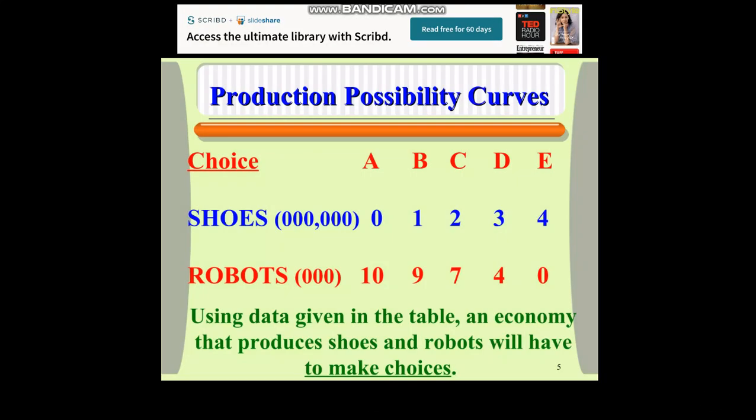Production possibility curves. Choice A, B, C, D. Shoes 0, 1, 2, 3, 4. Robots 10, 9, 7, 4, 0. Using data given in the table, an economy that produces shoes and robots will have to make choices.